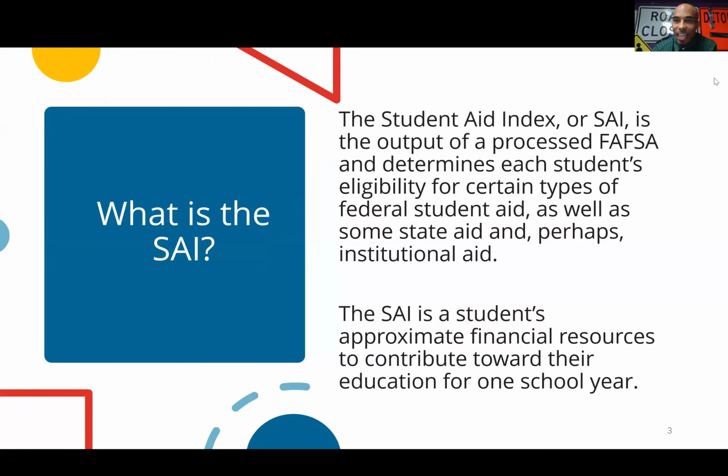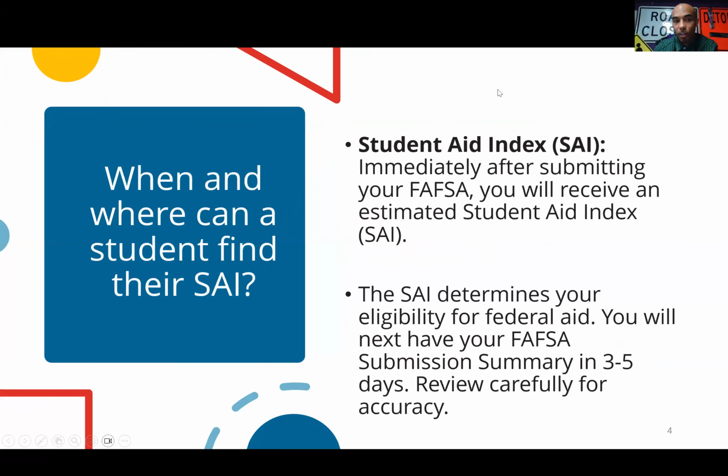The Student Aid Index, or SAI, is the output of a process FAFSA and determine each student's eligibility for certain types of federal aid, as well as some state aid and perhaps institutional aid. The SAI is a student's approximate financial resources to contribute toward their education for one school year.